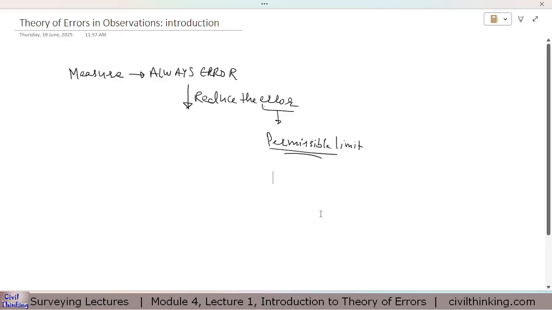That is why we need to know about the theory of error, and we need to know the different kinds of errors. It is very important. When we know the different reasons and sources of the errors, we will be able to keep them under limit.